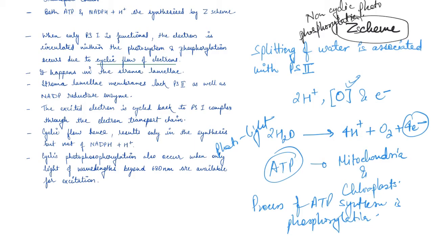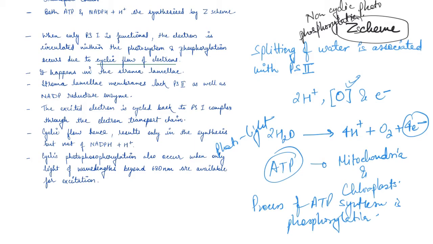Right. Now we'll see the cyclic photophosphorylation as well. What I said is that in cyclic photophosphorylation only PS1 is functional and the electron is circulated within the photosystem. So basically there is a cyclic flow of electrons. This happens in the stroma lamellae of the chloroplast, and stroma lamellae membranes basically lack PS2 as well as the NADP reductase enzyme.